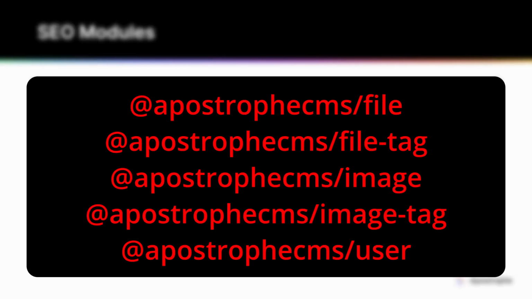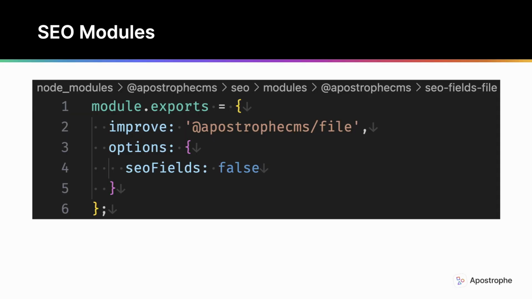For 5 of the core modules, @CMS file, @CMS file-tag, @CMS image, @CMS image-tag, and @CMS user, the only improvement is to pass the SEO fields false property in the option to disable the SEO field enhancements for those piece types. This is necessary because the other modules of the extension, as we will see, improve core modules that these 5 extend, but it doesn't make sense for these 5 to add SEO data.